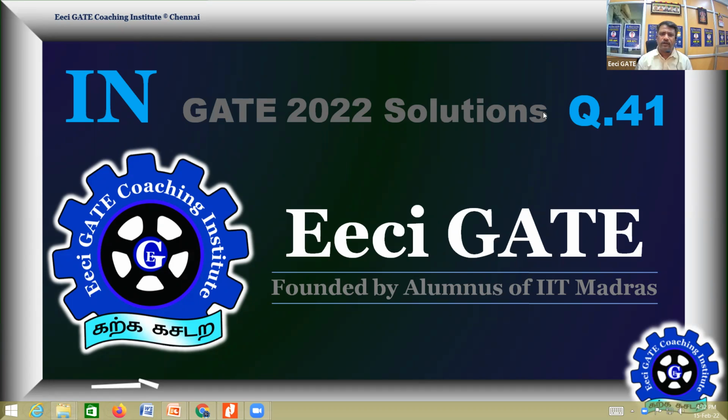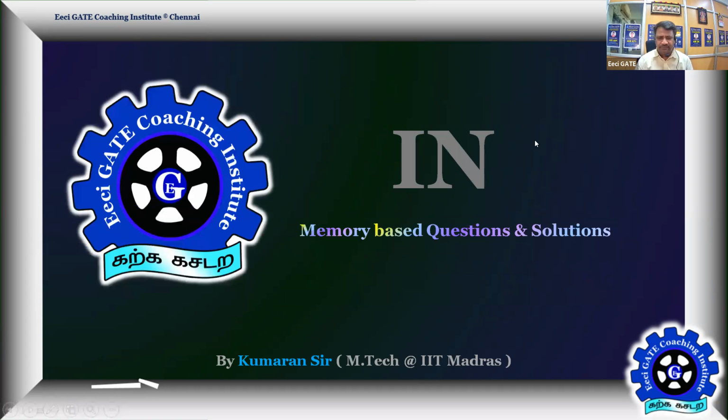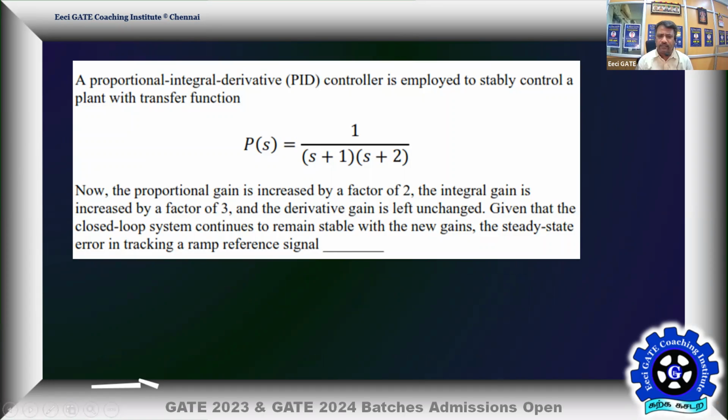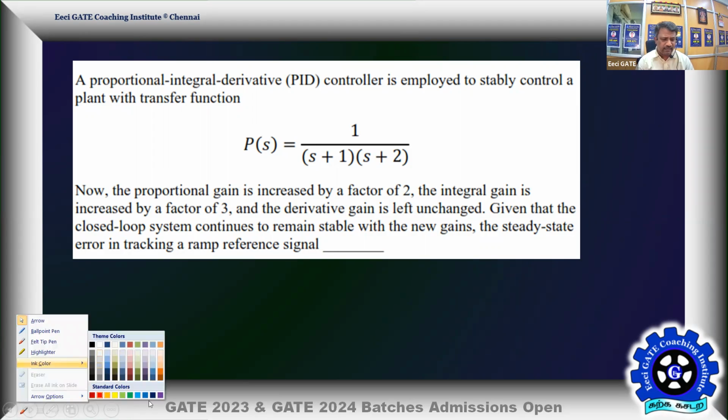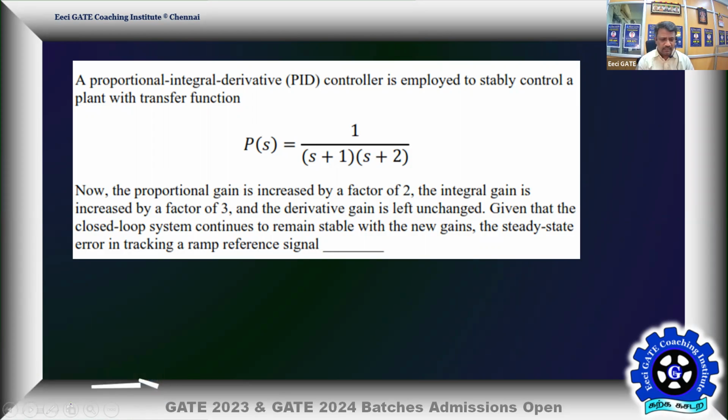One of the important, interesting problems is based on a PID controller. So we have a PID controller that is employed to stably control a plant with a transfer function P of S, which we can take as GP of S. It is a second order plant having no integrators. That's the beauty of this problem.